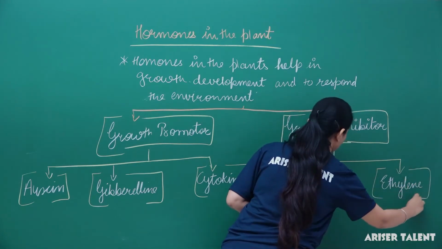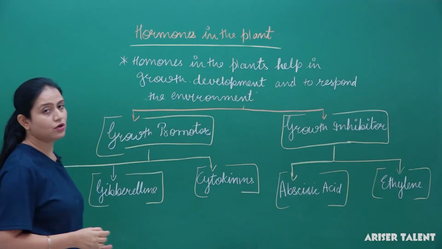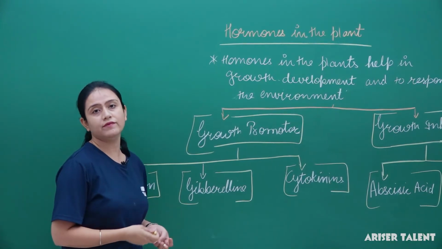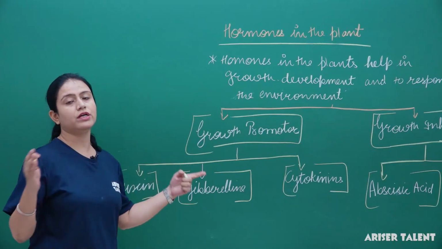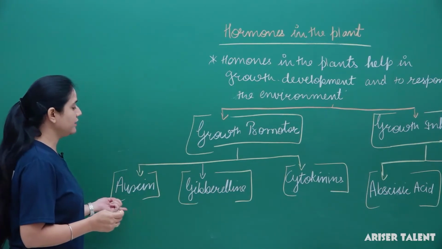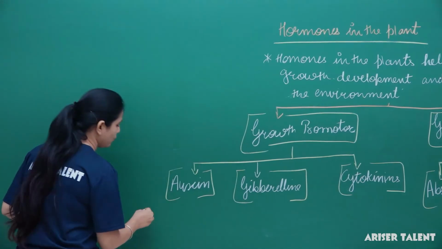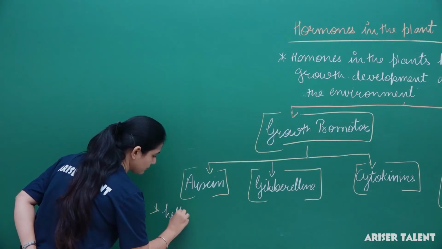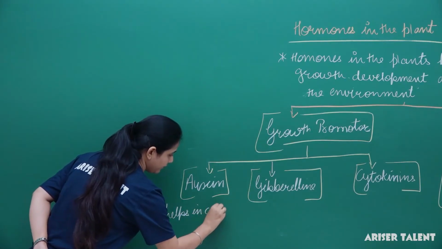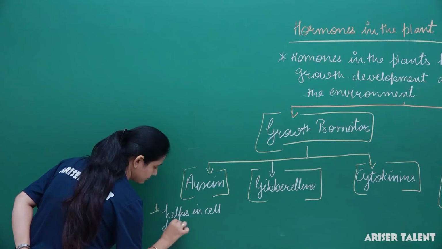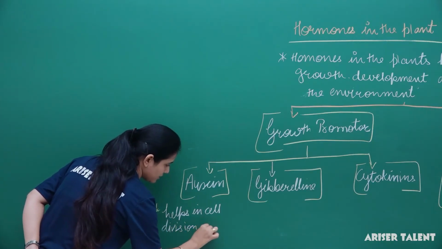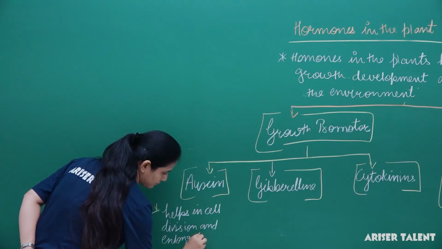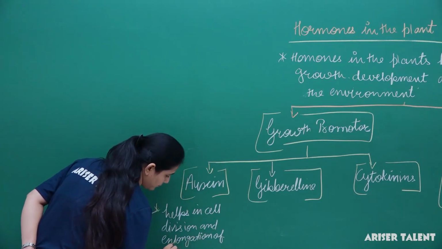If we talk about their functions, then what happens in the auxin? Auxin is the growth promoter hormone, and generally it promotes the cell division in the plant and helps in the elongation of the plant, and generally it is present in the stem. Okay, so here let me mention, helps in cell division and elongation of plant part.